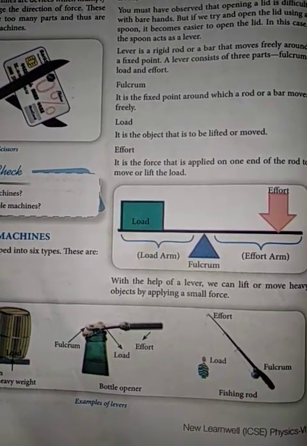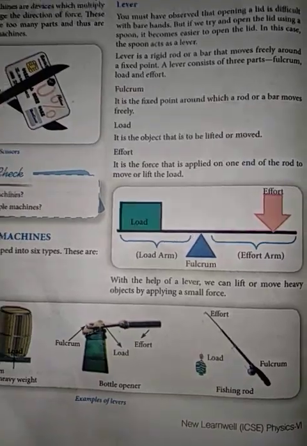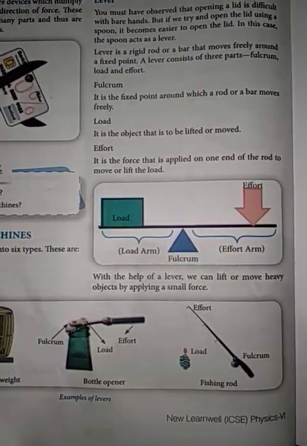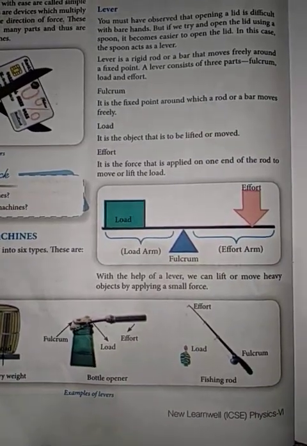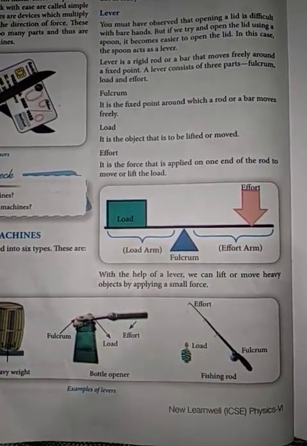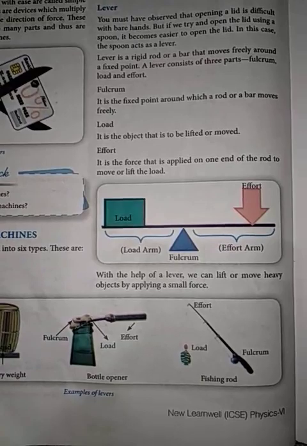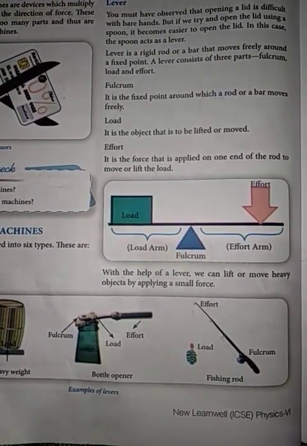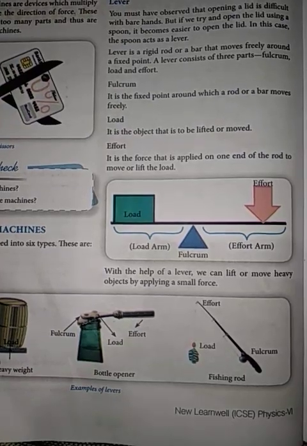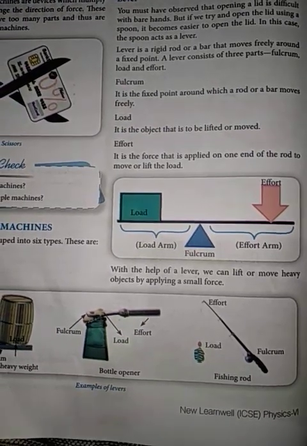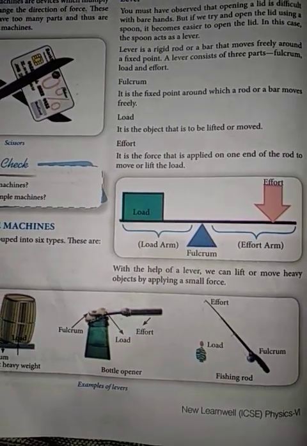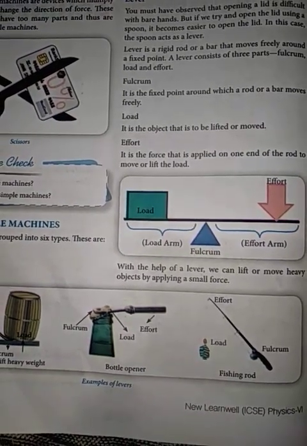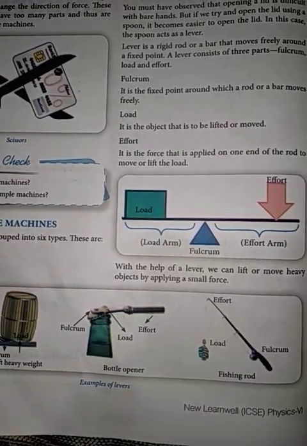These machines don't have too many parts. They have only a few parts, so these devices are referred to as simple machines. Simple machines multiply the force or simply change the direction of force, and they don't have too many parts. This is all about simple machines.